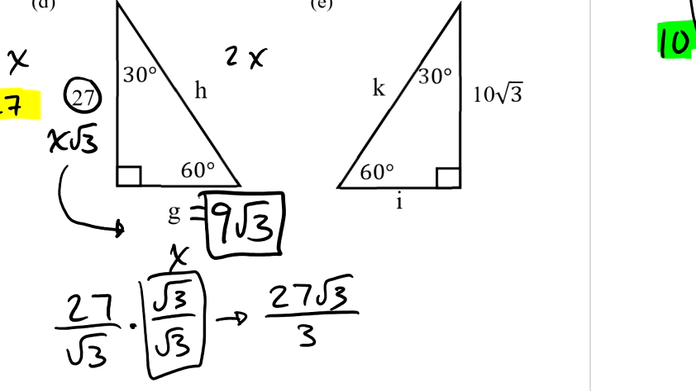And if that's what g is, if I double that, I get this side. This side is going to be 18 times the square root of 3. So those are our three sides for that. One of them was 27, g was 9 root 3, and h is 18 root 3.